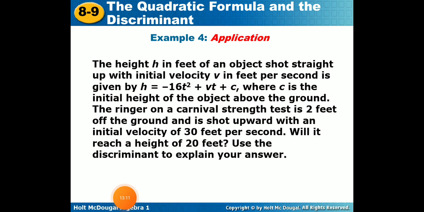We have a word problem. It said that the height in feet of an object shot straight up with initial velocity in feet per second is given by height equals negative 16t squared plus vt plus c. C is the initial height of the object above the ground. So the ranger on a carnival strength test is 2 feet off the ground and is shot upward with an initial velocity of 30 feet per second. Will it reach the height 20 or not? Use the discriminant to explain your answer.